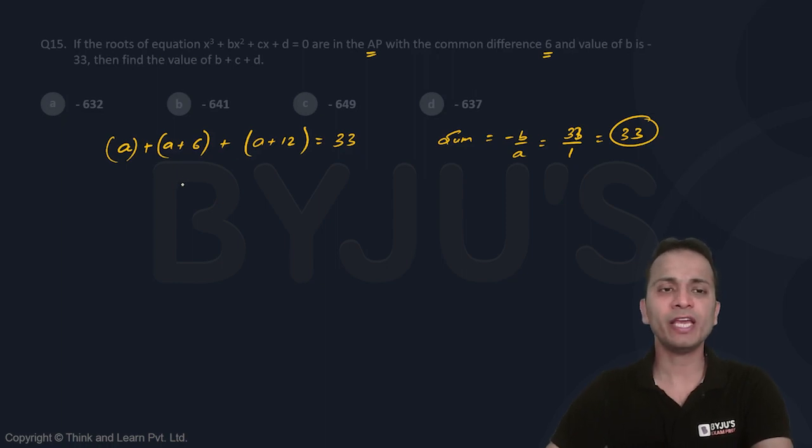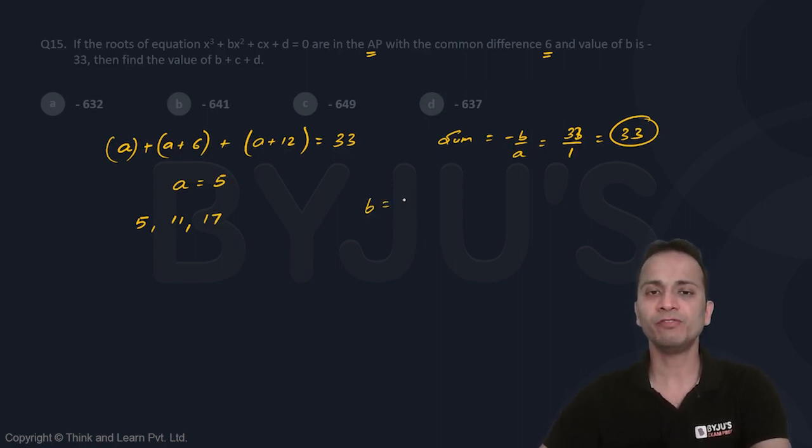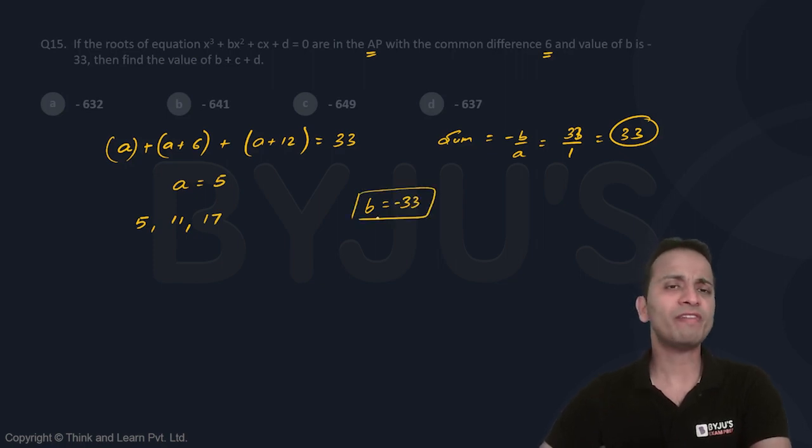And the value of a can be obtained from here. So the value of a will be equal to 5. So if the value of a is 5, the roots of this equation will be 5, 11 and 17. These are the three roots of this equation. We already have the value of b, which is minus 33. Okay. We have to find out the value of c and d, and then we'll be able to find out the value of b plus c plus d.